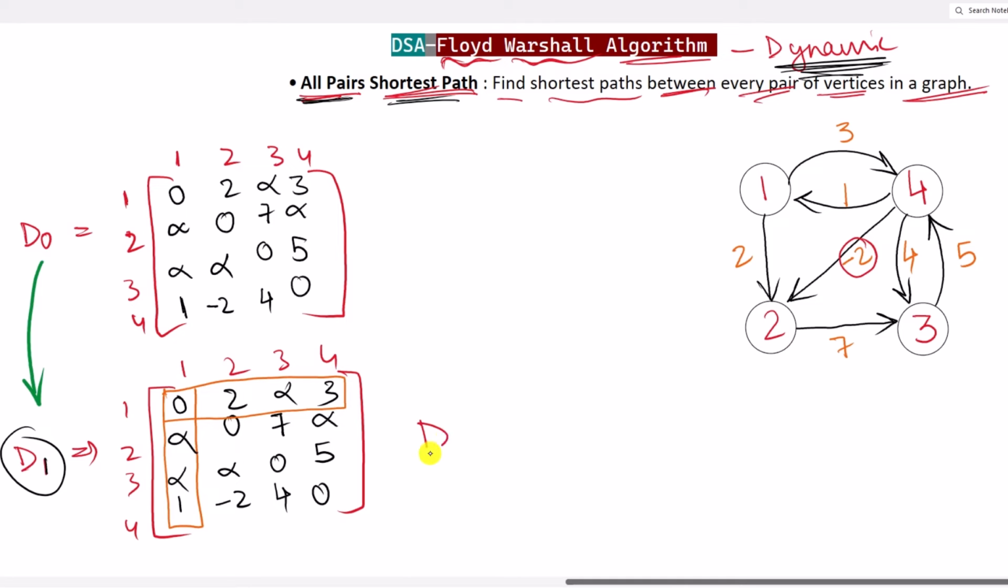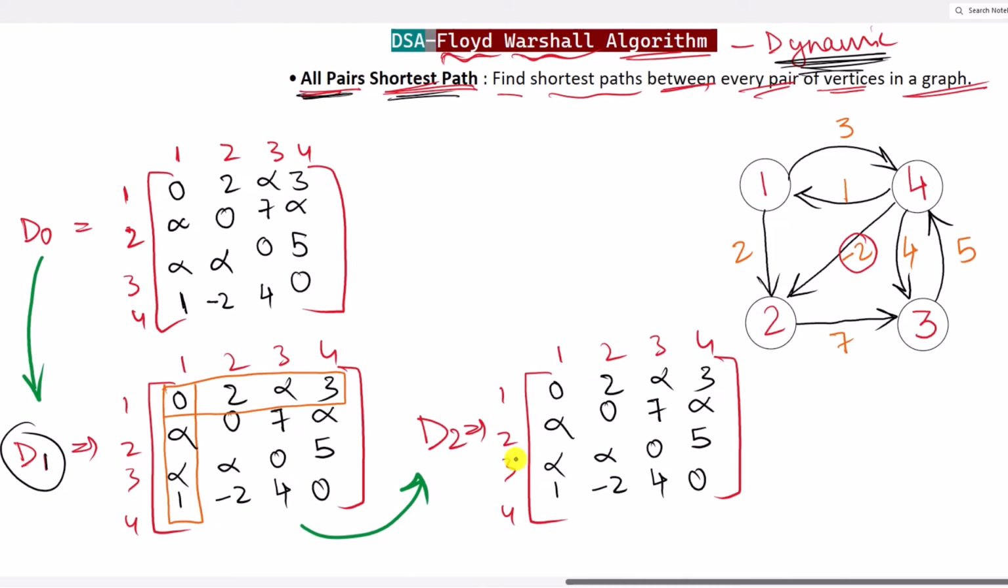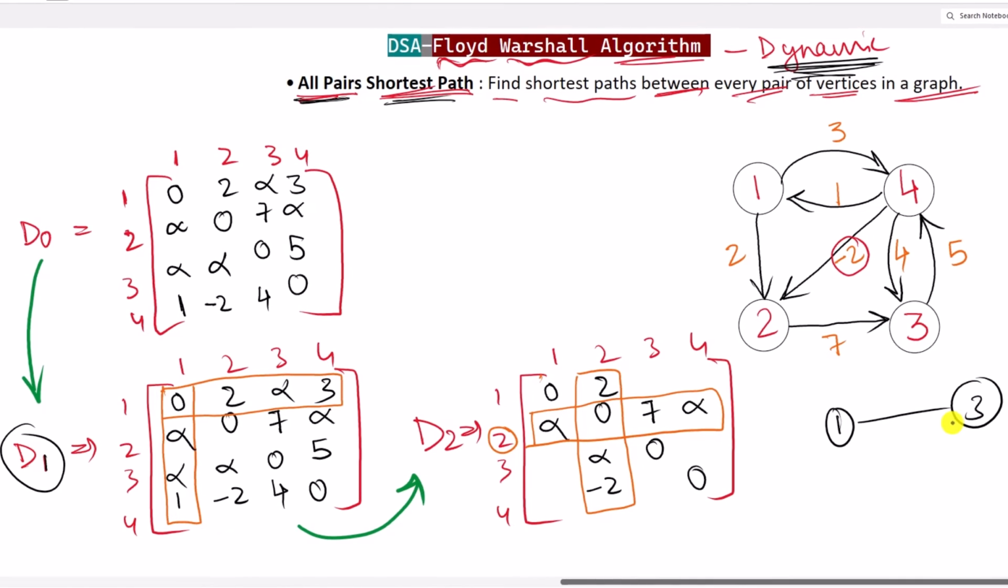Now we're going to compute the matrix D2, and the D2 will be derived from this matrix D1. In case of D2 we're going to use the vertex 2 as the intermediate. So that means this second row and the second column will stay as they are, and we're going to recompute all of these other distances. The diagonal element will stay as it is. Now from 1 to the vertex 3 we have the cost as infinite.